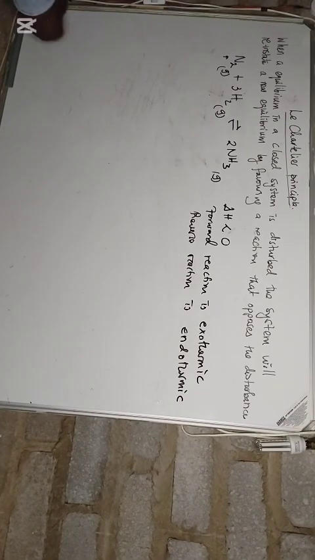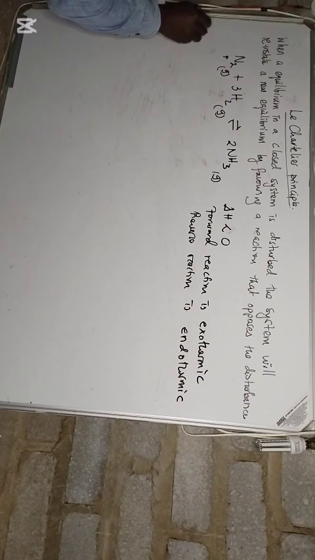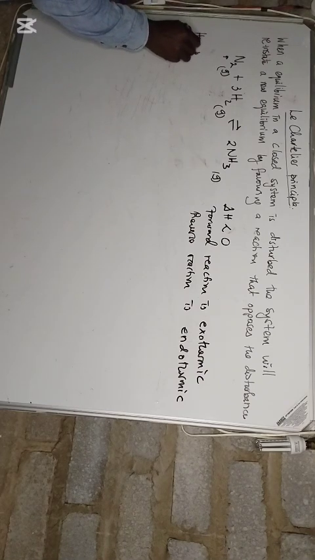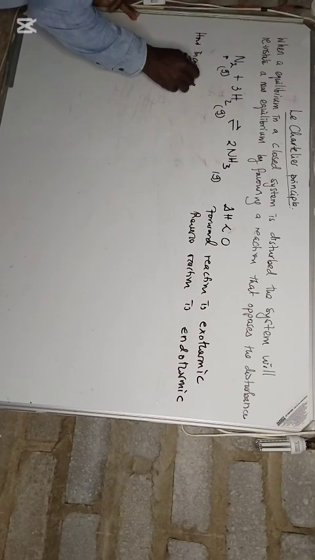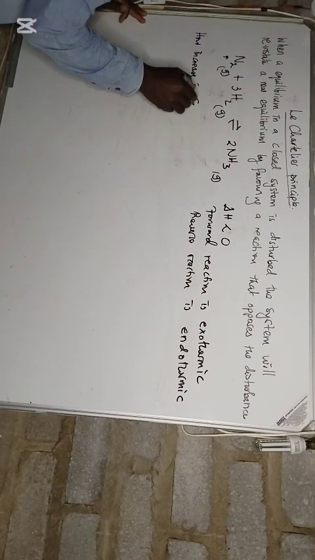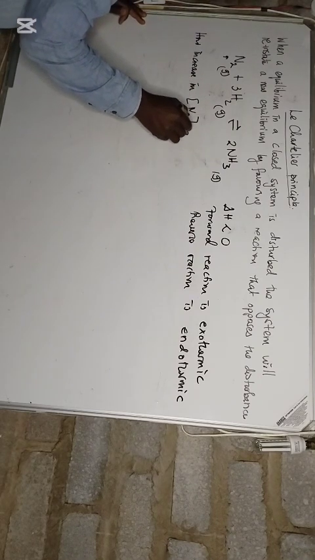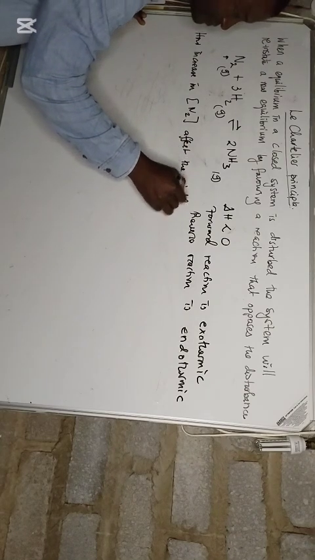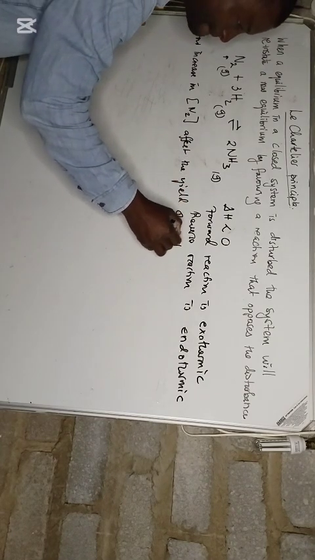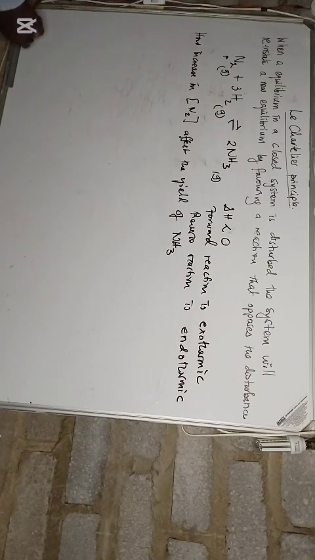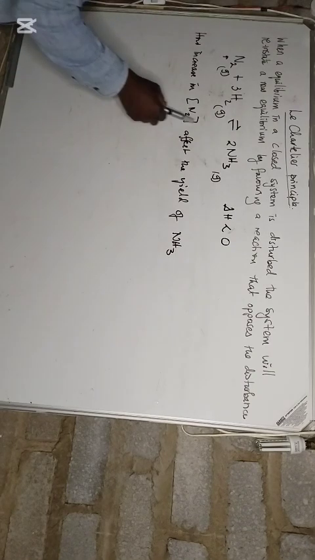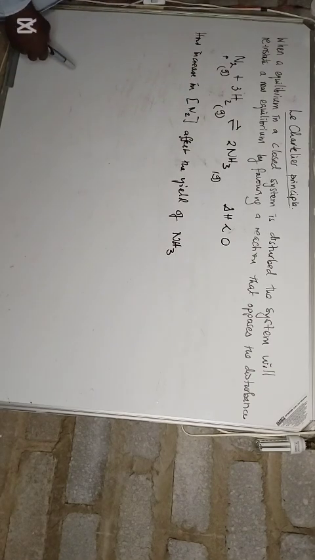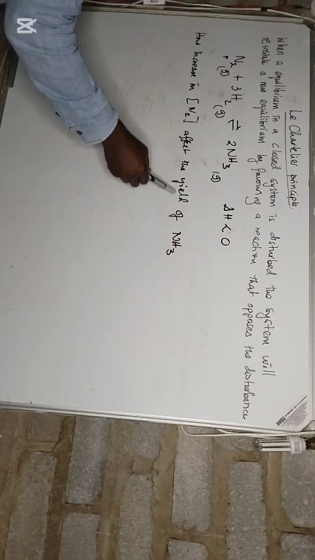Now I'm going to look at how an increase in the concentration of nitrogen affects the yield of ammonia. Increase the concentration of nitrogen. In fact, we want to see how it affects the amount of ammonia that is being produced.